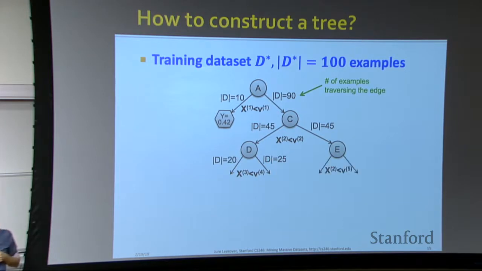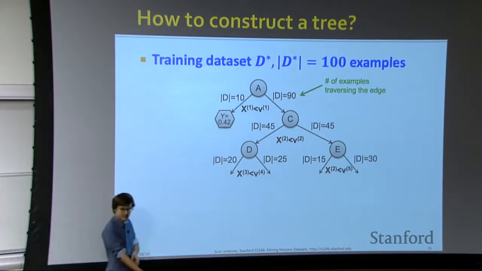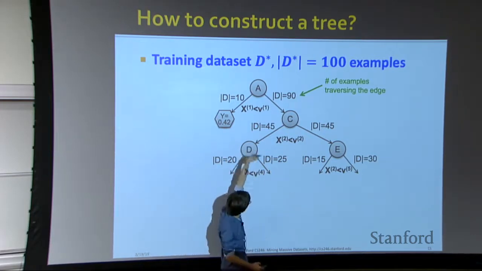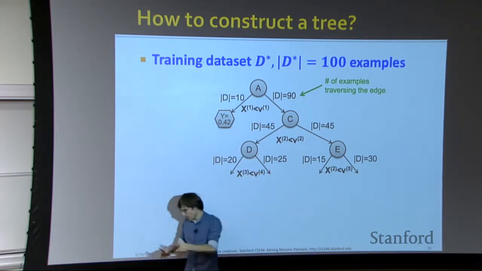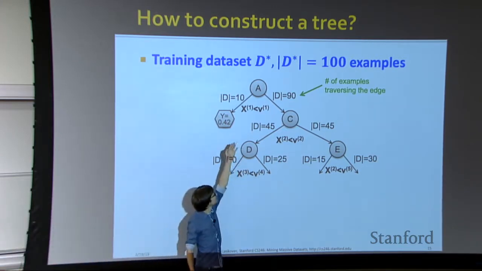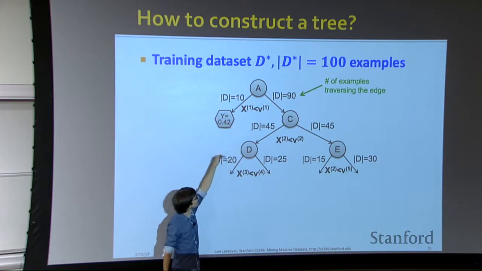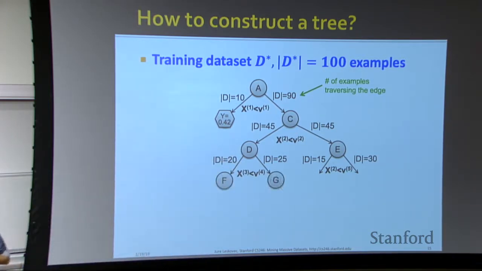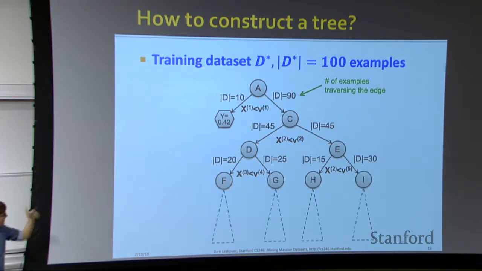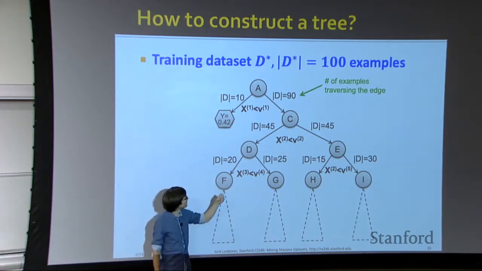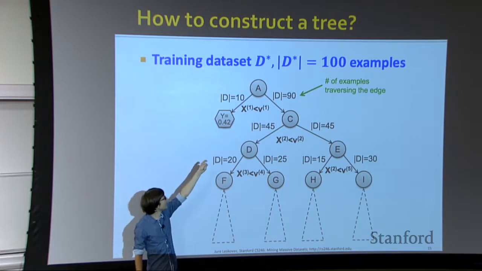You get the idea. In some sense, I'm taking my training data set and partitioning it, splitting it into smaller but more fine-grained sub-chunks, based on the conditions that I encounter on the way from the top of the tree down towards the leaves. That's the idea. So this is how we are going to construct the tree: make a decision whether to split a node or not.